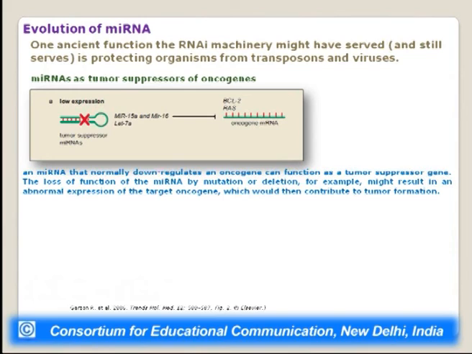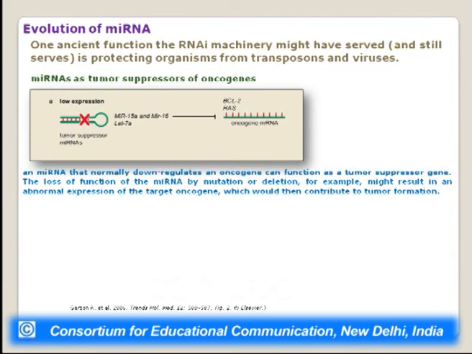For example, low expression of certain tumor suppressor microRNAs is associated with the inhibition of the oncogene mRNA. So, a miRNA that normally downregulates an oncogene can function as a tumor suppressor gene. The loss of function of the microRNA by mutation or deletion might result in abnormal expression of the target oncogene, which would then contribute to tumor formation.